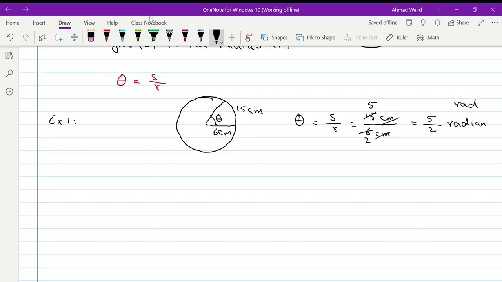What you need to do is, you need to know two dimensions of the problem, the arc length and also the radius. If I know these two, I will divide them, make a ratio. That's the measure of my angle in radian. Correct?